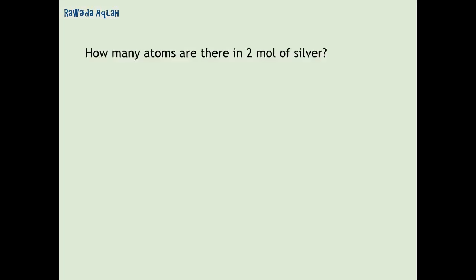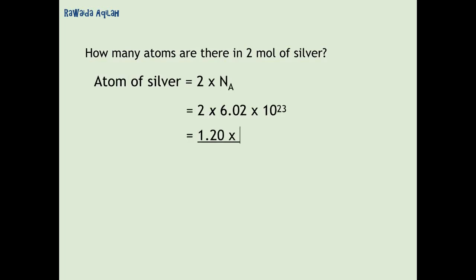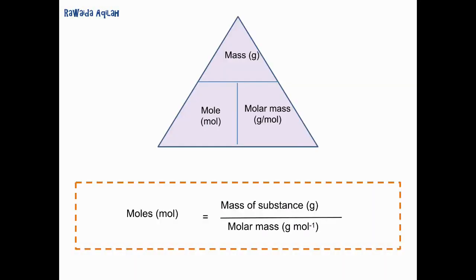Example: how many atoms are there in 2 mole of silver? Since a mole has 6.02 multiplied by 10 to the power of 23 particles, then 2 mole must contain 1.2 multiplied by 10 to the power of 24 particles. So how do we get the mole of any substance? This is a mole triangle, where mole of any substance is equivalent to the mass of the substance divided by its molar mass.